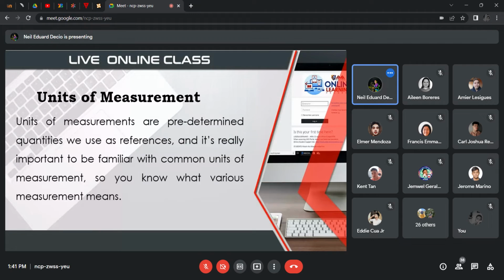Okay. So, again, units of measurement are predetermined quantities we use as references. And it is really important to be familiar with common units of measurement so you know what various measurements mean.